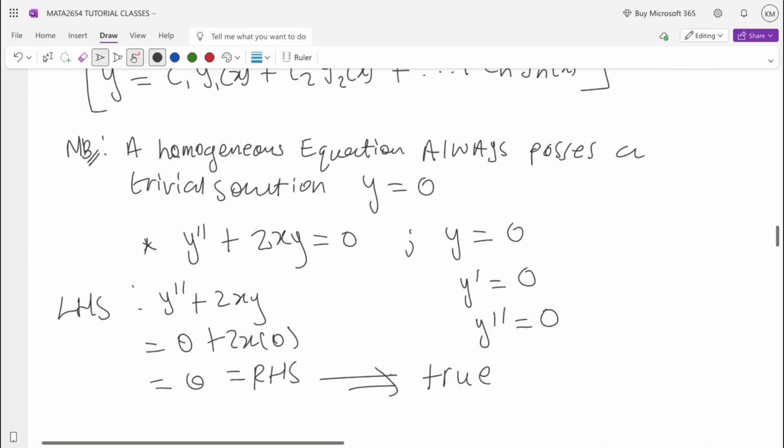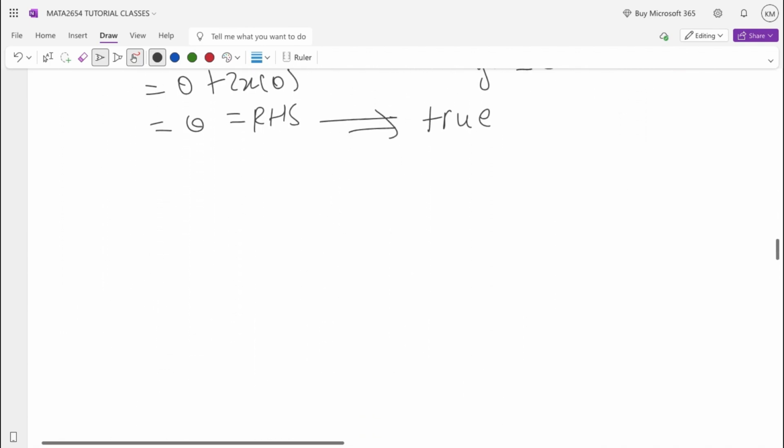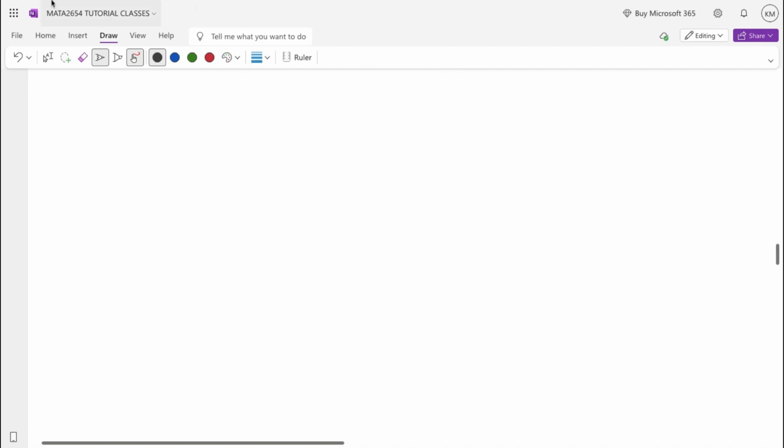Now, since we know a few things, we can move on to the idea of our solutions being linearly dependent or linearly independent. So now I'm going to introduce the idea of linear dependence and linear independence.